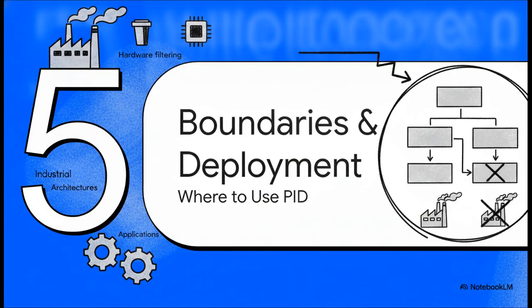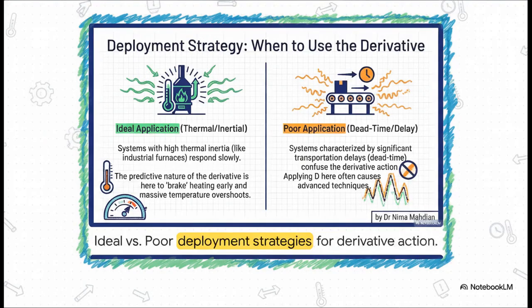Section 5. Boundaries and Practical Deployment. Let's look at exactly where to use PID. Let's compare deployment strategies to see when you should actually use the derivative. An ideal application is a thermal or inertial system. Systems with high thermal inertia, like industrial furnaces, respond quite slowly. Here, the predictive nature of the derivative is absolutely crucial to break heating early and prevent massive temperature overshoots.